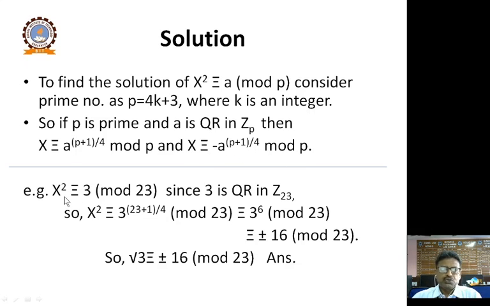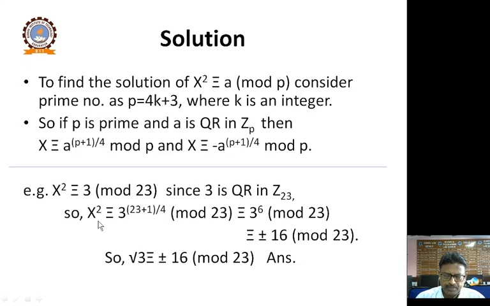Now, suppose this is the equation: x square congruent to 3 mod 23. We have to find the solution. To find the solution, it is necessary to check whether 3 is a quadratic residue mod 23 or not. Here it is already assumed that 3 is a quadratic residue. So if 3 is a quadratic residue, then it will have two solutions.